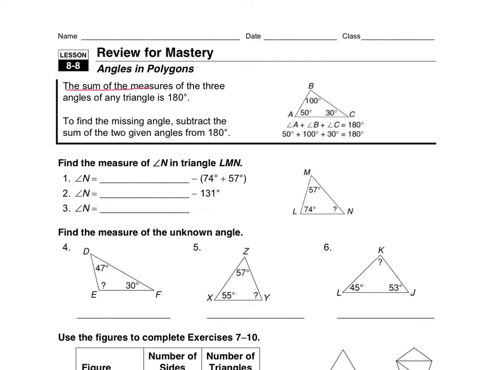And that is that if you were to add up all three angles in any triangle, you're going to always get 180 degrees, no matter the size or shape of the triangle. If you add these three angles up, you're going to get 180 degrees.